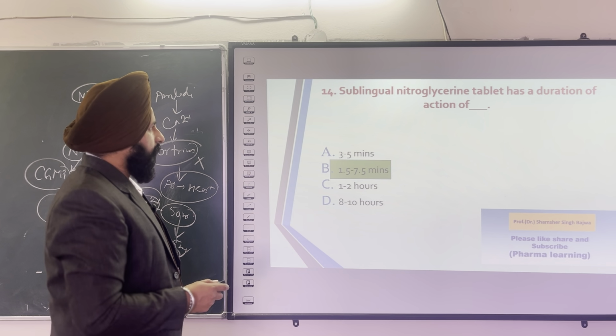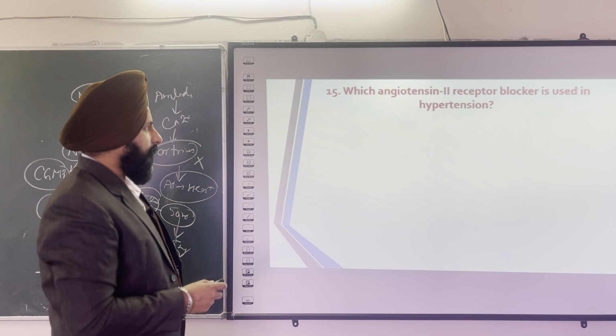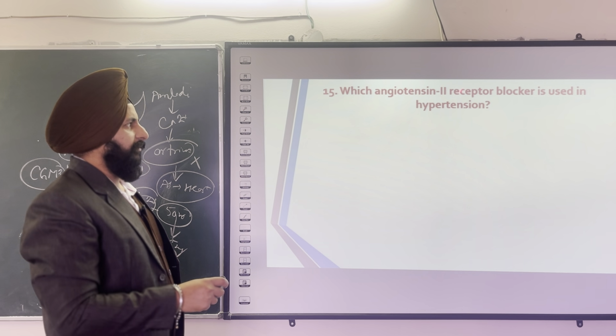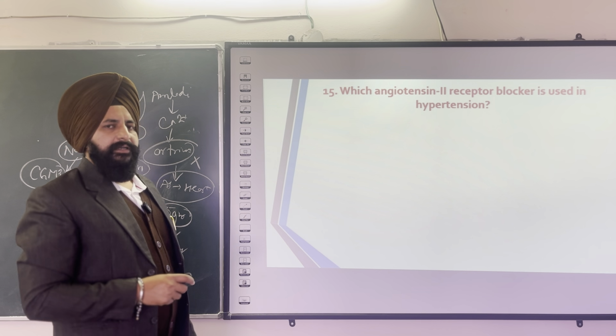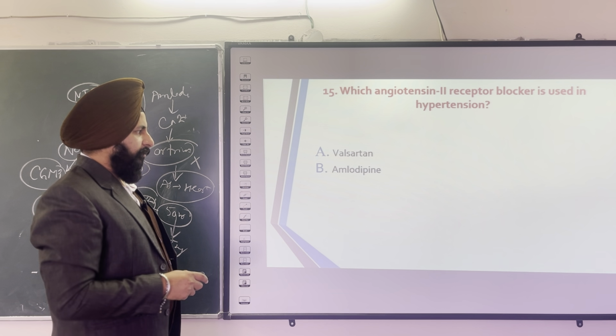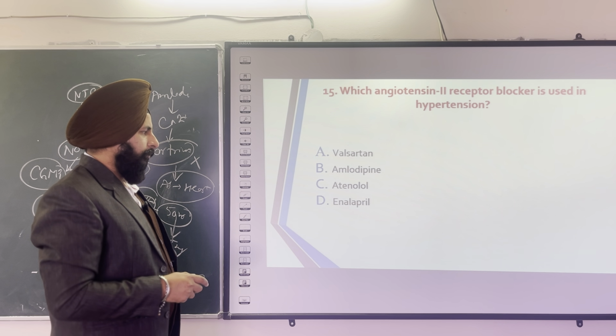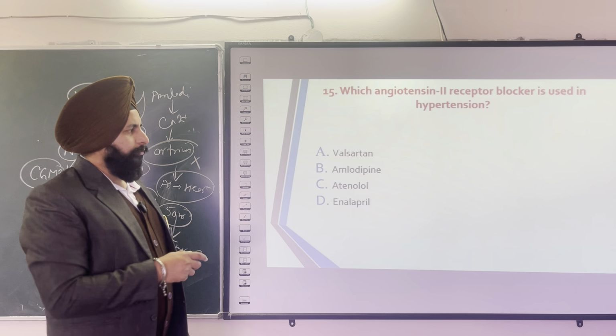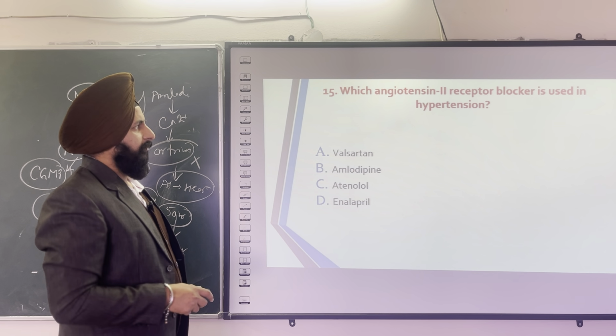The next question for the GPAT series is, which angiotensin 2 receptor blocker is used in hypertension? The options are valsartan, amlodipine, atenolol and enalapril. You choose the correct answer for this question.